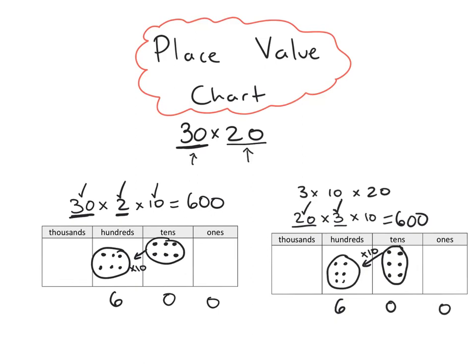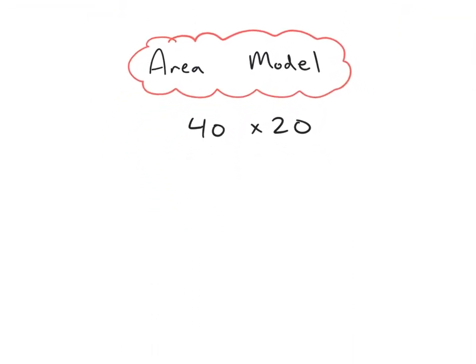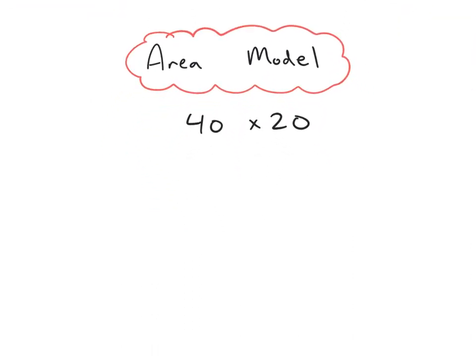The next strategy we're going to be looking at is a new strategy, which is the area model. This is a really fun strategy to look at when we're solving multiplication problems. I'm going to use the example of 40 times 20 and use the area model to solve this problem. When you look at the name of this strategy, area model, it might bring you back to a few lessons ago when we talked about area and perimeter with rectangles. That should sound familiar because that's exactly what this strategy is.